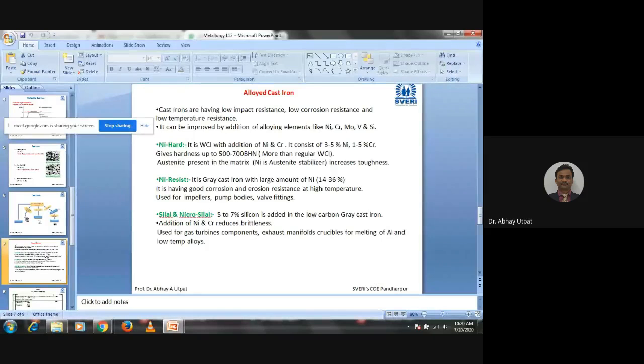So you have studied manufacturing process. In the manufacturing process, you might have heard the word crucible. A crucible is a pot in which you put the scrap and melt it. So crucibles are made of this alloyed cast iron, that is grey cast iron. Okay, so this is the part which we covered in the last lecture.